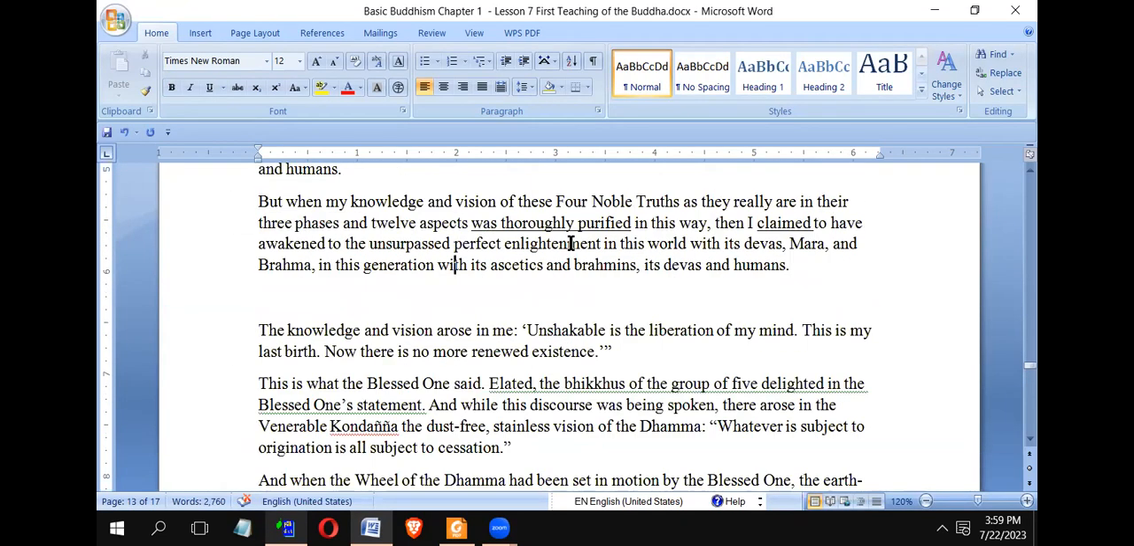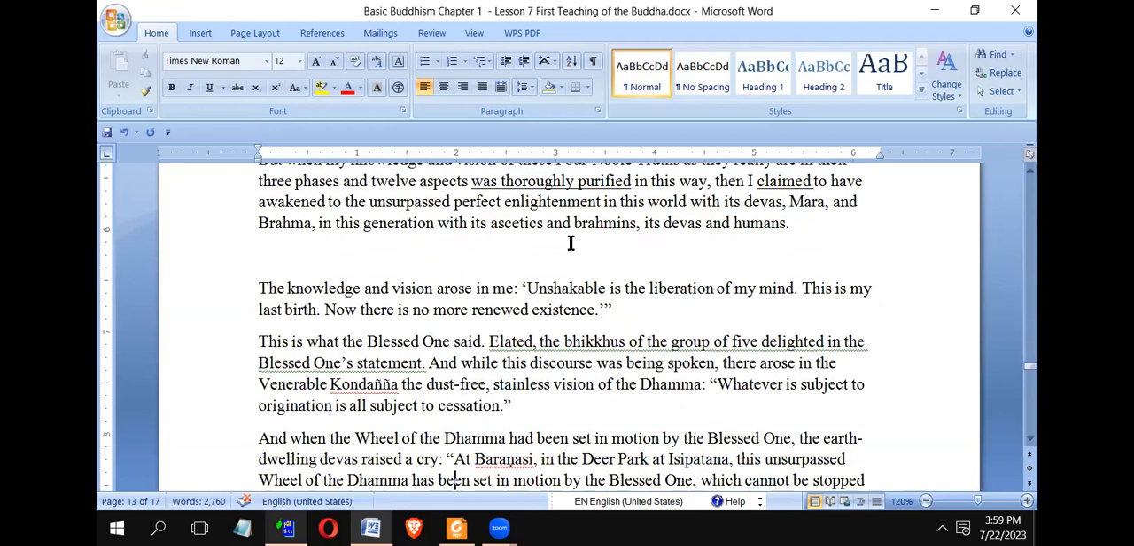Ceto vimutti is liberation of the mind. Unshakable is the liberation of my mind. Then the Buddha said, this is my last birth. So when he said this is my last birth, what does it mean at this point? Parinibbana. That means no more. This is his last. He's an Arahant. Yeah, from this point he said that he's an Arahant.